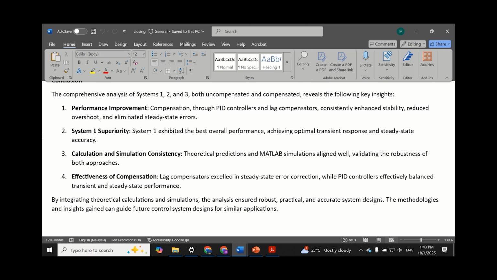Calculation and simulation consistency. Theoretical predictions and MATLAB simulations align well, validating the robustness of both approaches. Effectiveness of compensation. Lag compensators excel in steady-state error correction, while PID controllers effectively balance transient and steady-state performance. By integrating theoretical calculations and simulations, the analysis ensured robust, practical, and accurate system designs. The methodologies and insights gained can guide future control system design for similar applications.